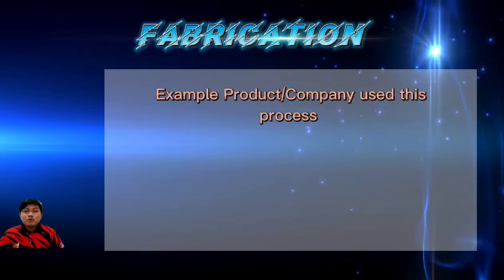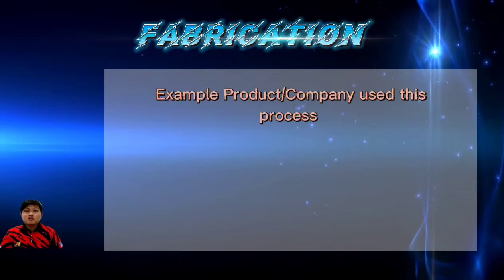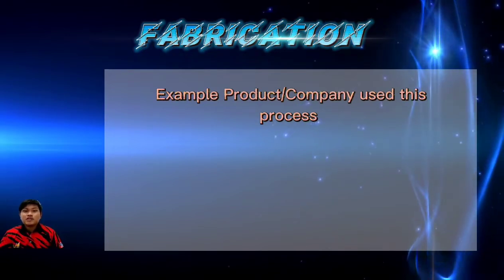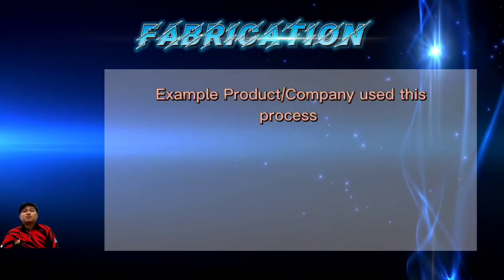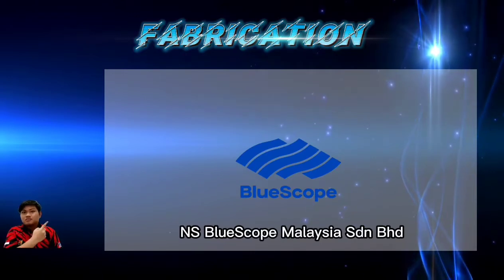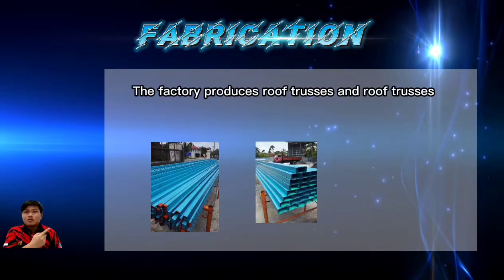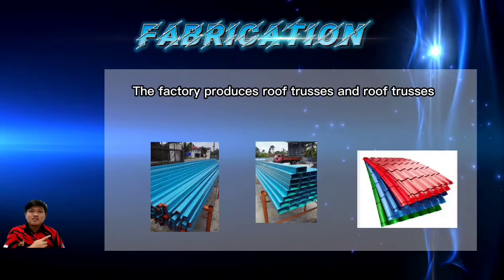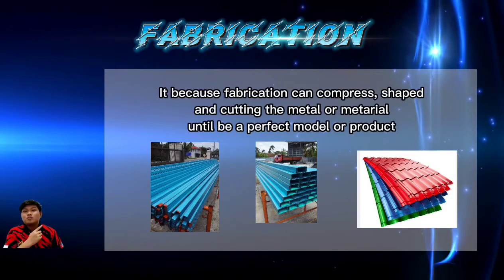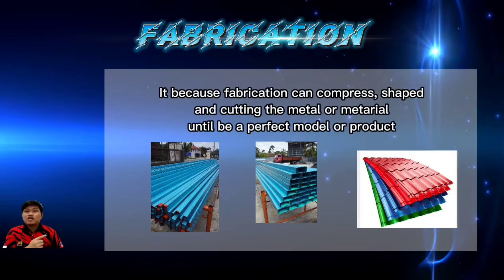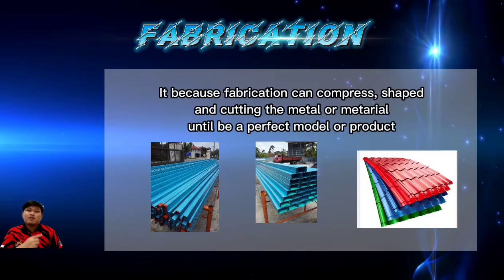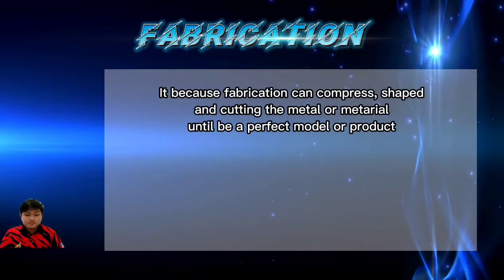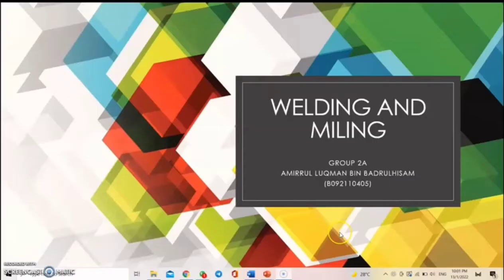For the example of a product or company that uses the fabrication process during making the product is this. The material was compressed, shaped, and cut until it became a perfect shape or product.